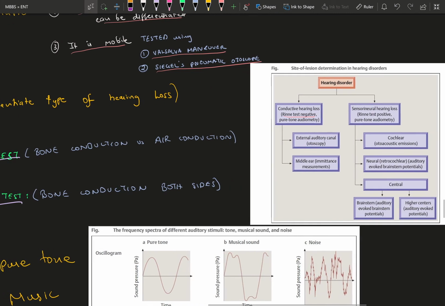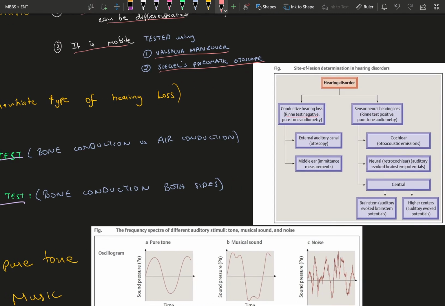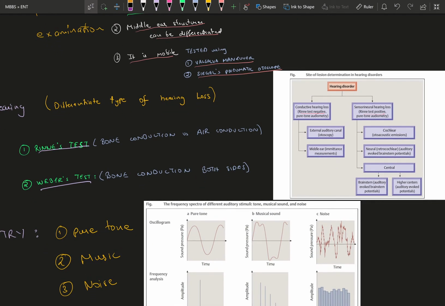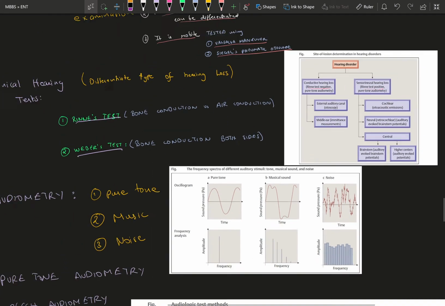So that is the first thing. And then if your Rinne's test is positive, that is your air conduction is better than bone conduction, then you have an SNHL, which is your sensorineural hearing loss. So very important. And then your Weber's would be your bone conduction on both sides. Just a test to compare both sides.